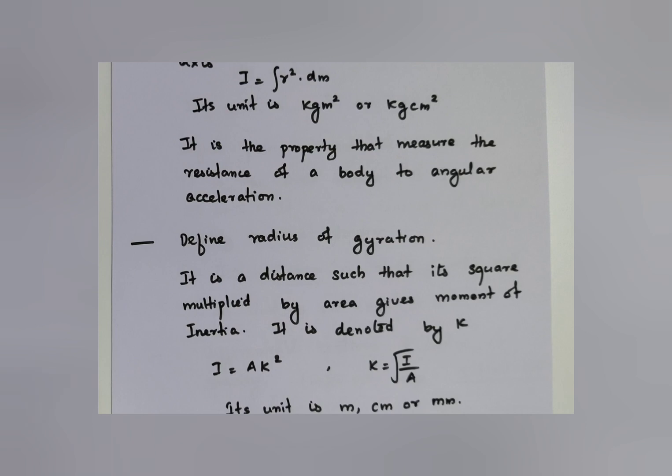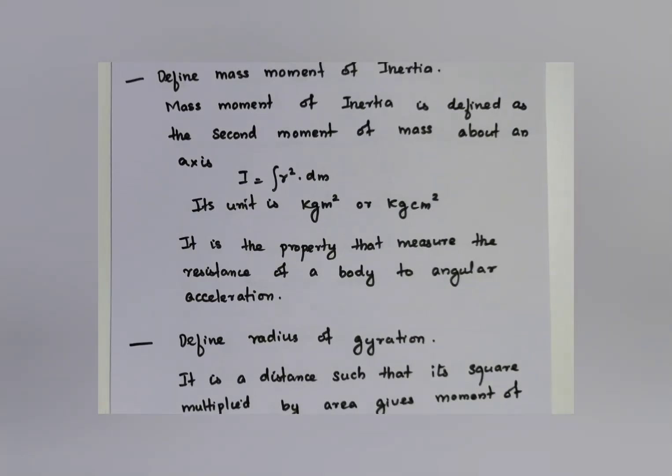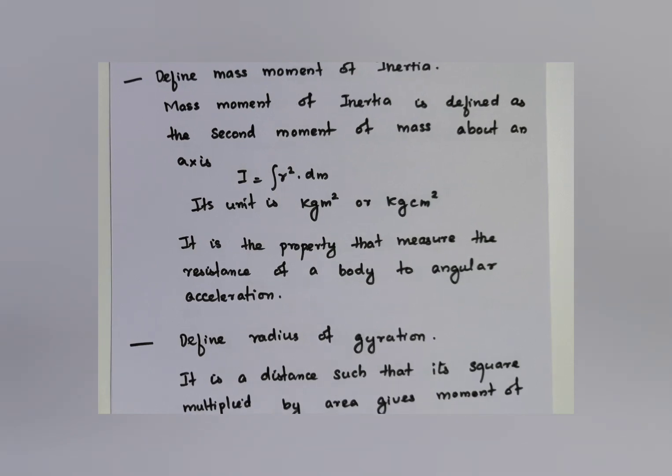So now the second question, that is definition of moment of inertia, that is mass moment of inertia. So mass moment of inertia is defined as the second moment of the mass and it is denoted as I. I is equal to integral r square into dm. Its unit is kilogram meter square or kilogram centimeter square, and it is a property that measures the resistance of a body to angular acceleration.